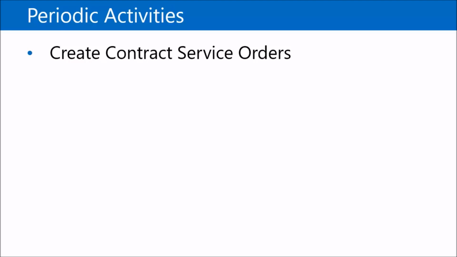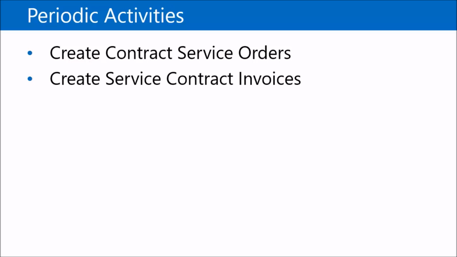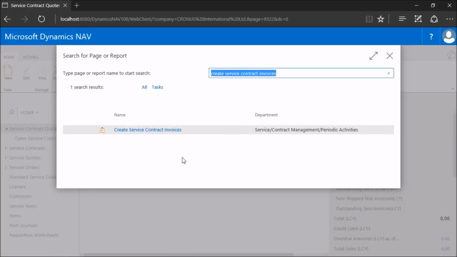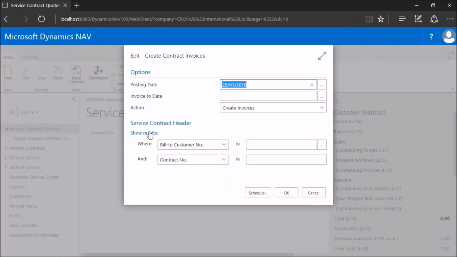We just reviewed the create contract service orders. Let's now have a look at create service contract invoices. The second batch job that you can use is the create service contract invoices. And this batch job will help you to invoice your service contracts in a batch job instead of manually. So we have seen that on the service contracts you have a function where you can really invoice your contracts by each contract, but this will allow you to invoice a batch of service contracts.